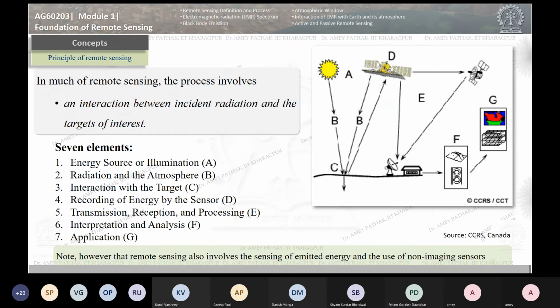The seven elements, as I said, are shown in this diagram. The first element is your source of illumination. What is illumination? Source of illumination?